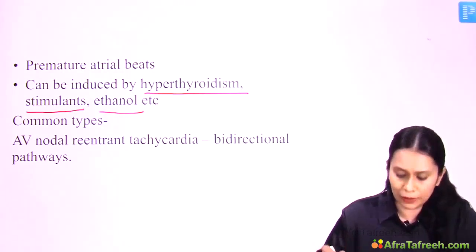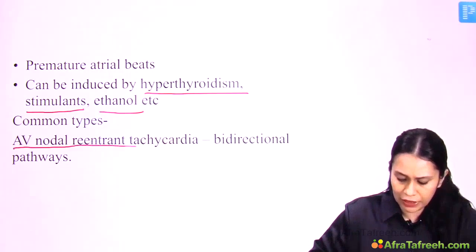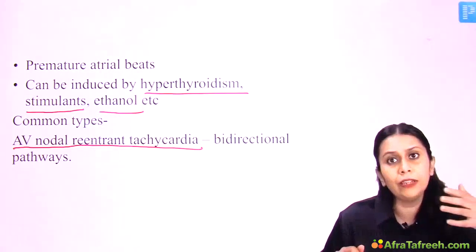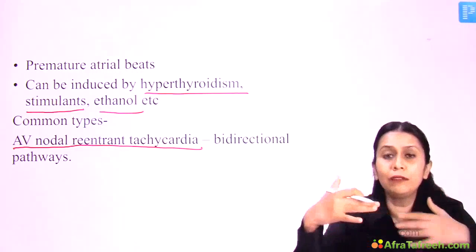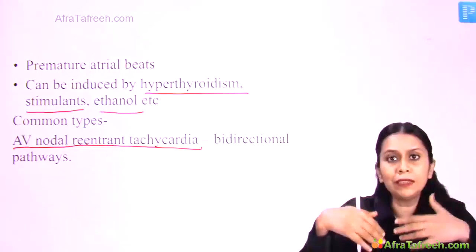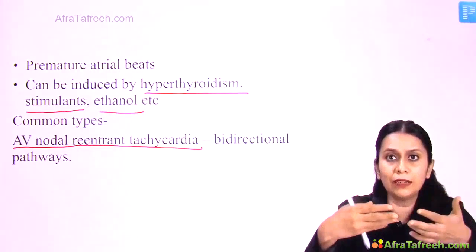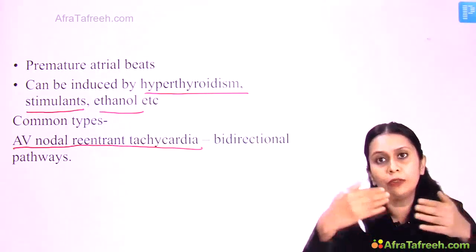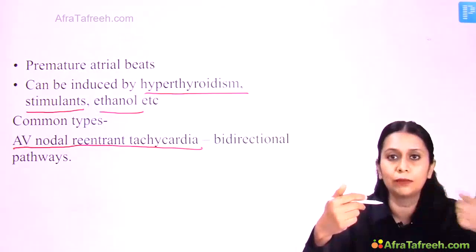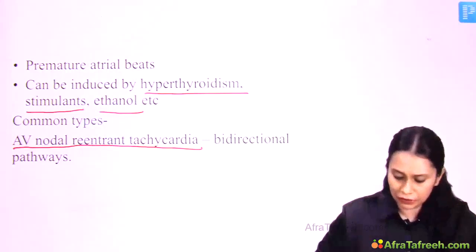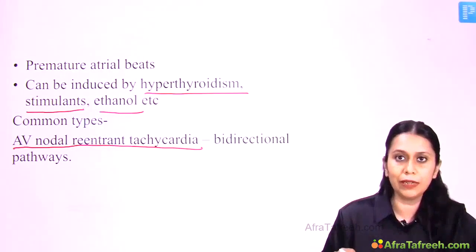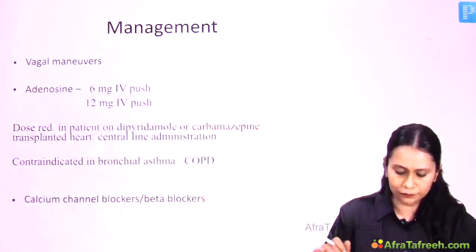One of the commonest ones is the AV nodal reentrant tachycardia, in which normally from the AV node the impulses travel to the ventricles, right, in one direction. But what happens in AV nodal reentrant tachycardia? The impulse travels from the AV node to the ventricles and back from the ventricle to the AV node, right? A cycle is formed, a loop is formed. So this leads to an AV nodal reentrant tachycardia, all right? So how would we manage it?